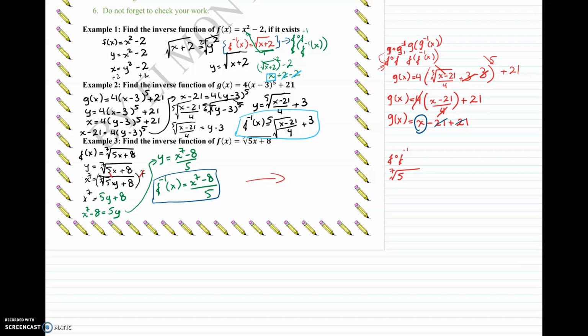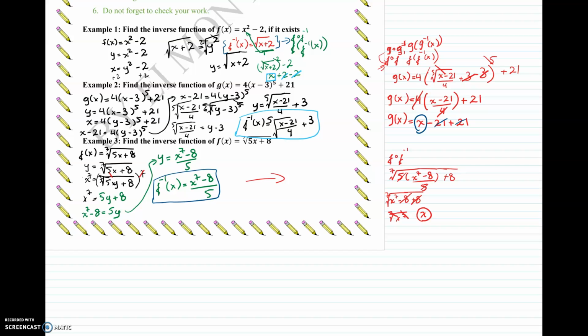So the 7th root of 5 times (x to the 7th minus 8) over 5, plus 8. So over here, 5 and 5 are going to cancel out, leaving the 7th root of x to the 7th minus 8 plus 8. This is going to cancel out, leaving the 7th root of x to the 7th power, and 7 and 7 cancel out, leaving x. So we know that this is actually an inverse function.